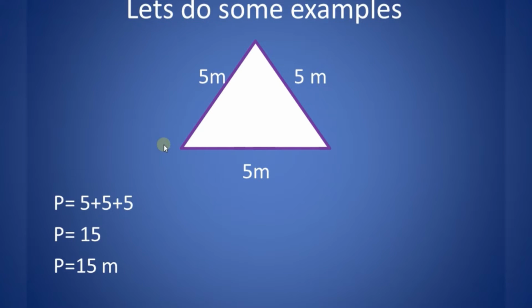And again, you can solve this by using an equation. So the equation goes like this. P is equal to 3 times A. 3 represents the 3 sides, and the A represents any one of the sides. So P is equal to 3 times A, therefore P is equal to 3 times 5. And 3 times 5 is equal to 15. And remember to write your units, so it will be 15 m, which stands for meter.